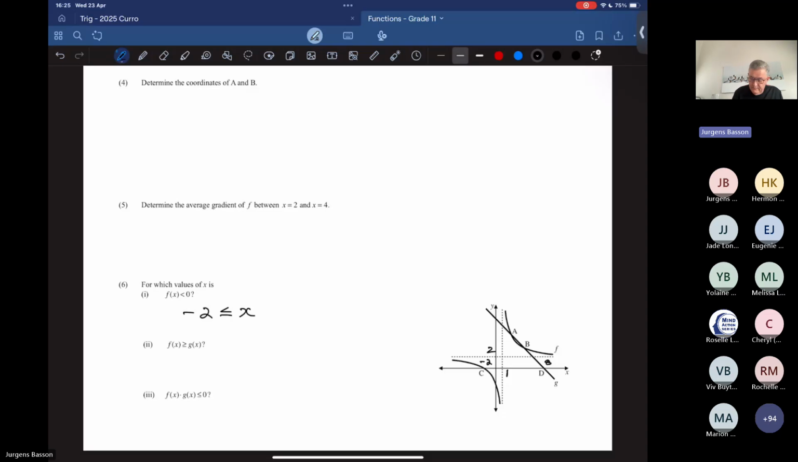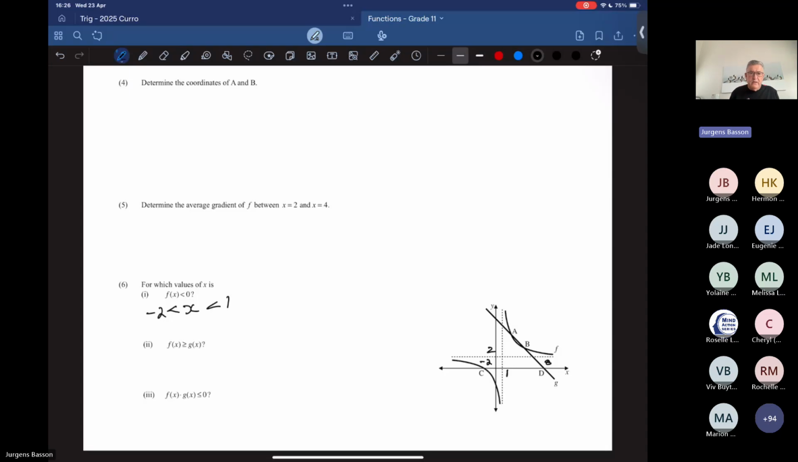No, not equal to. There's no equal in the question, so that is my mistake. x greater than -2 and x less than 1, because there's an asymptote. So if there was an equal given to us, the -2 would get the equal, but the 1 would not get the equal because it's an asymptote. So that was an easy one because we just look where the graph is below the x-axis.